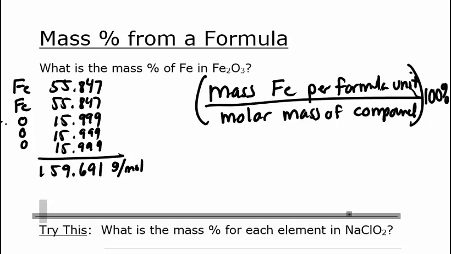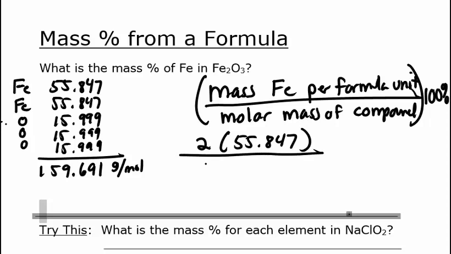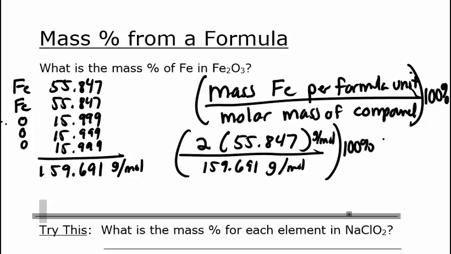The mass of iron per formula unit: there are 2 irons in each formula unit, so we need twice the molar mass of iron, 55.847. That'll be the top. The bottom is the entire molar mass of the compound, 159.691 grams per mole, and the top is also grams per mole. Then we divide, multiply by 100%, and we get 69.94% iron in iron(III) oxide.